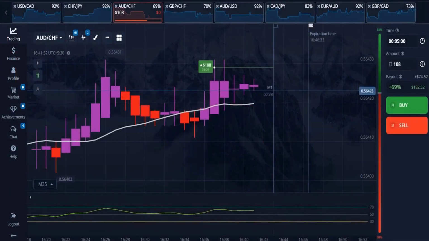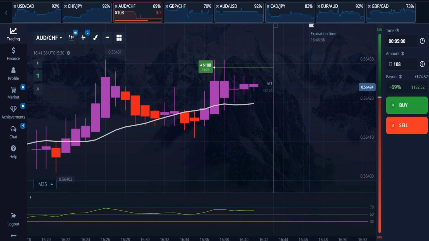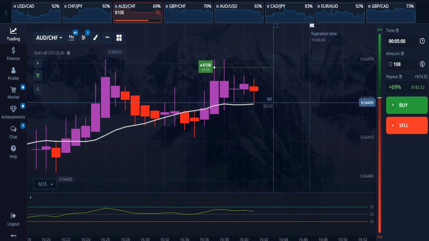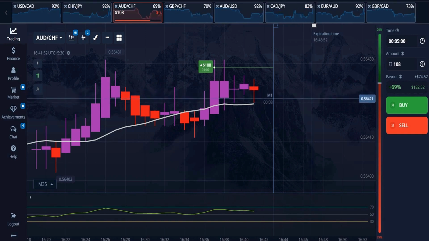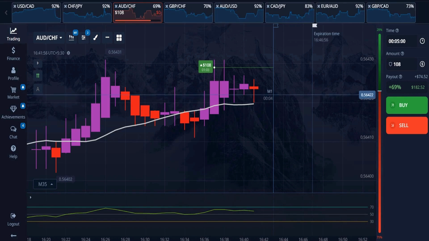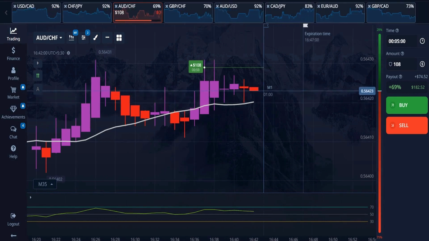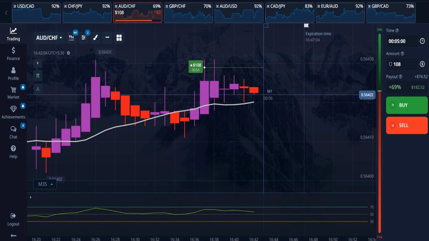For this strategy, we'll use a 1-minute candle time frame and a 5-minute trade expiry. There's also an advanced continuation trade strategy I'll share later when we take a live trade, so keep watching. Now let's put this strategy to the test. I'll take live trades step by step so you can see exactly how it works in real market conditions.